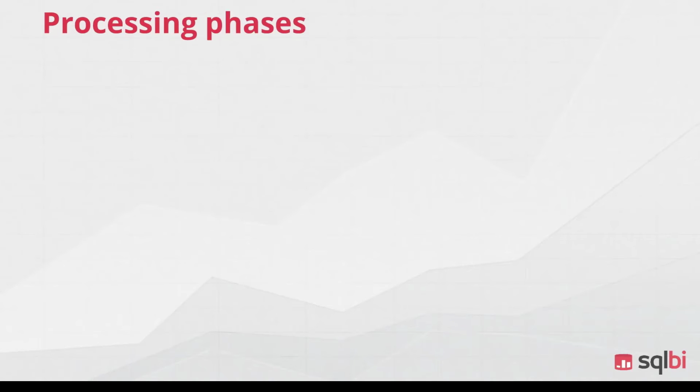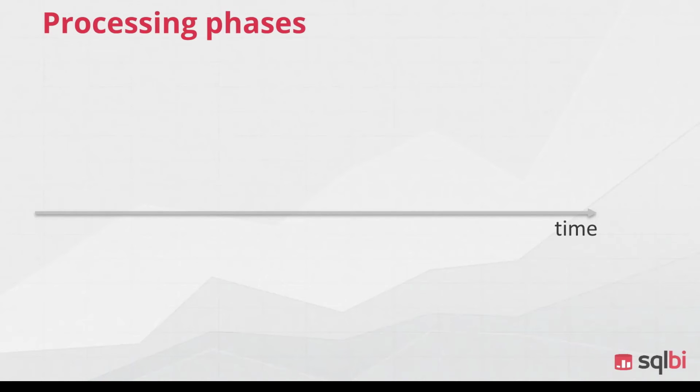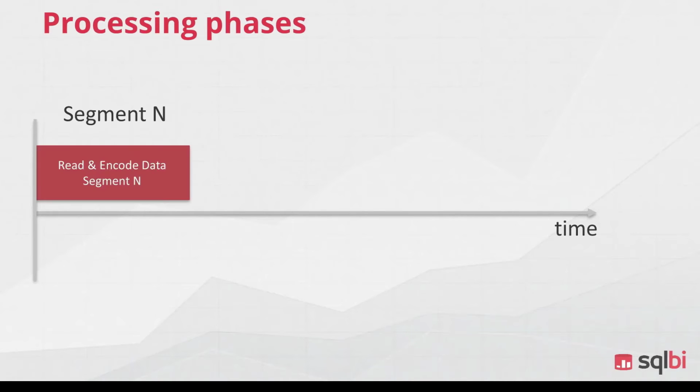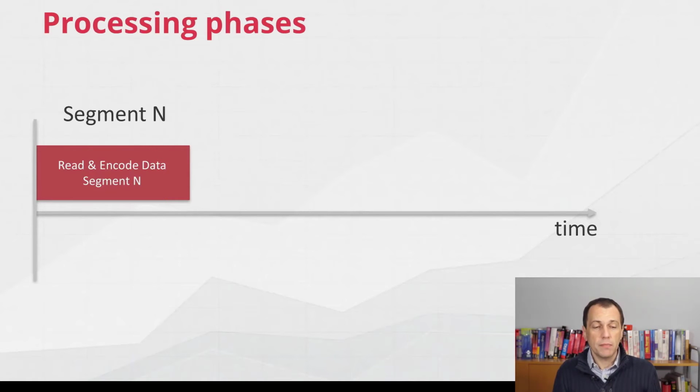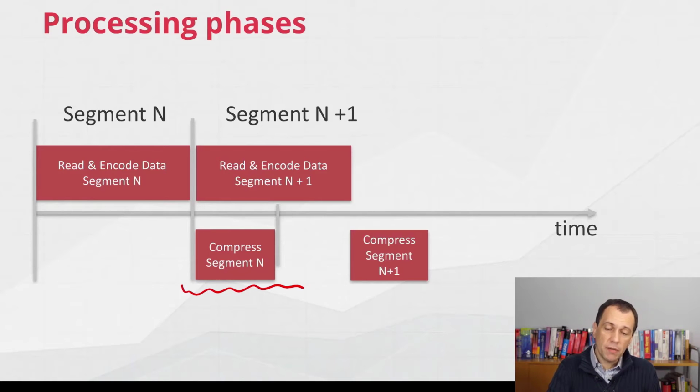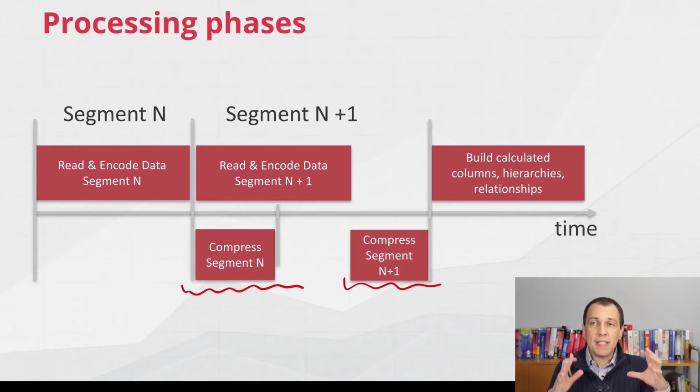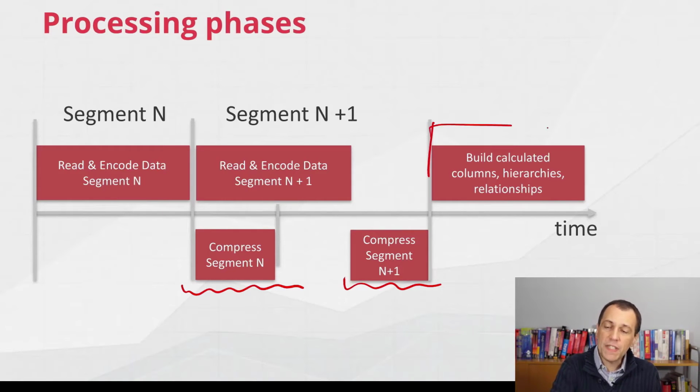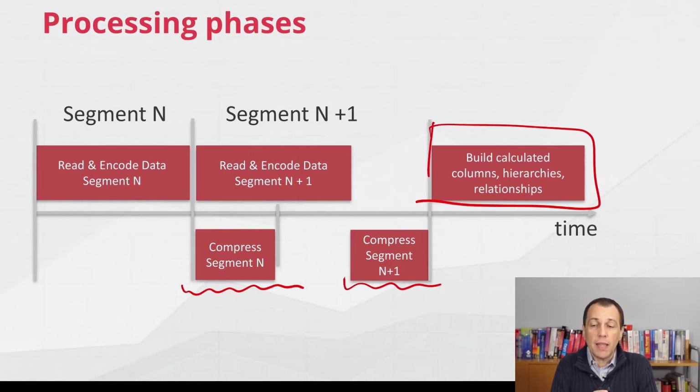So we can spend now some time looking at how the data is processed. What happens when you read the data from your data source? The engine starts reading the first segment. The segment is read in memory, and at that point the compression starts. While the compression is happening, another segment is read in memory. And when the second segment is available in memory, the compression starts. When all the segments have been loaded in memory, then a few additional structures are evaluated, like the relationships, the hierarchies, the calculated columns. A calculated column is only computed when the entire table has been compressed in memory. So this is just to explain how this works over time.